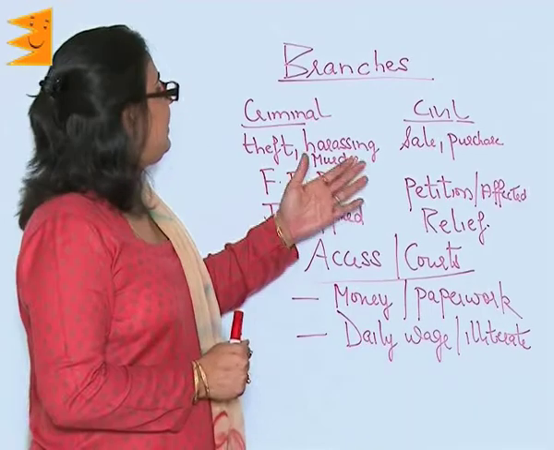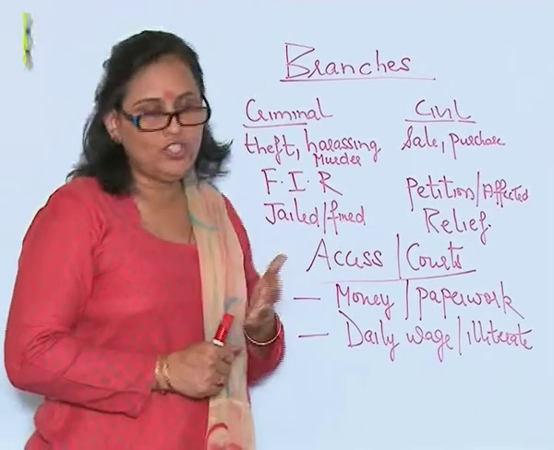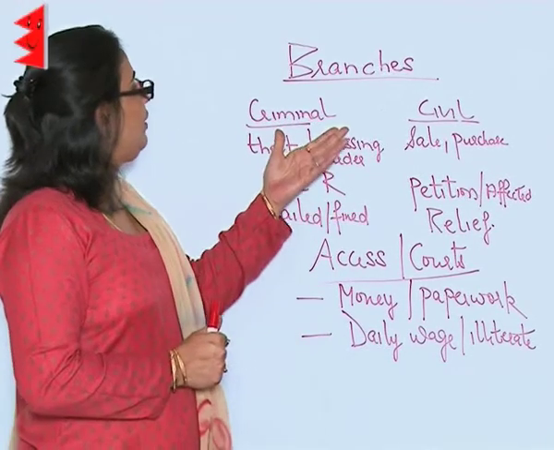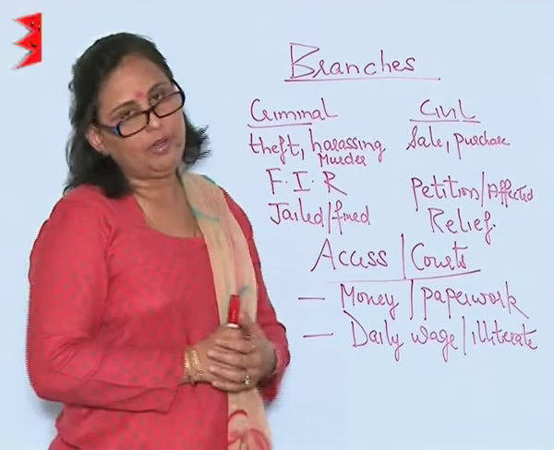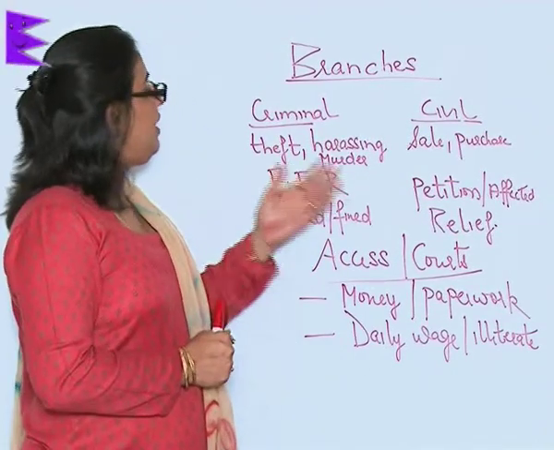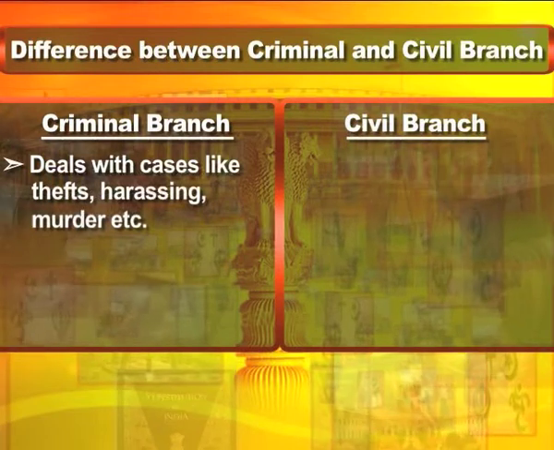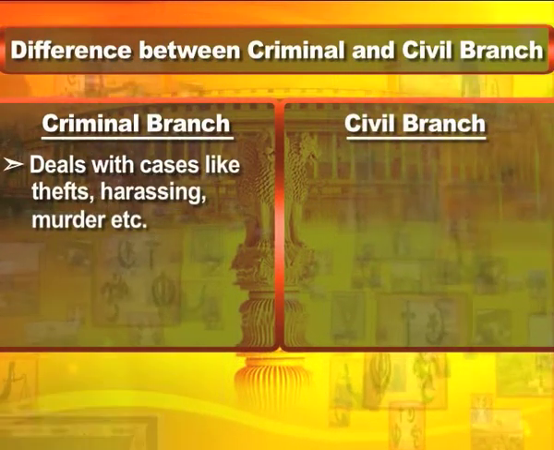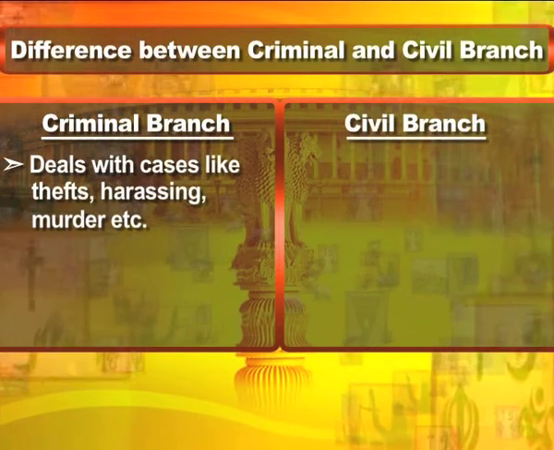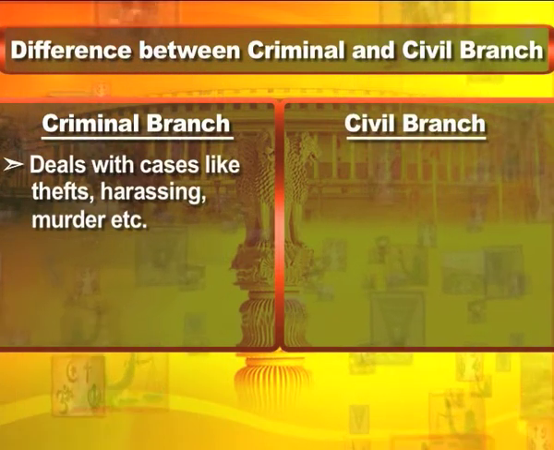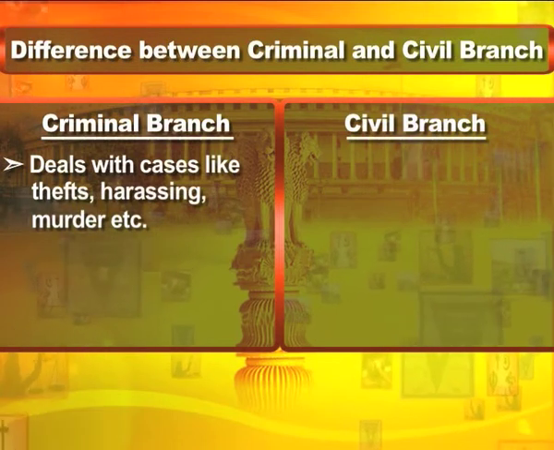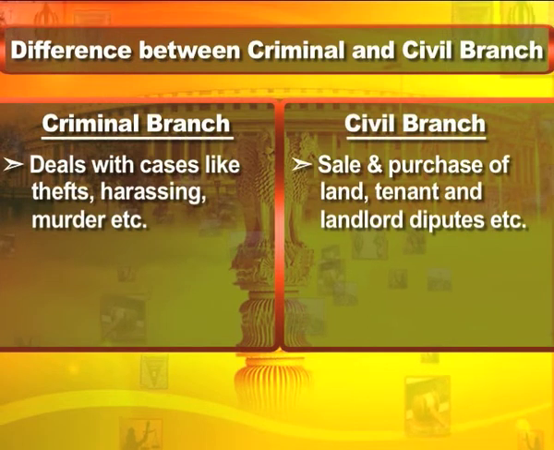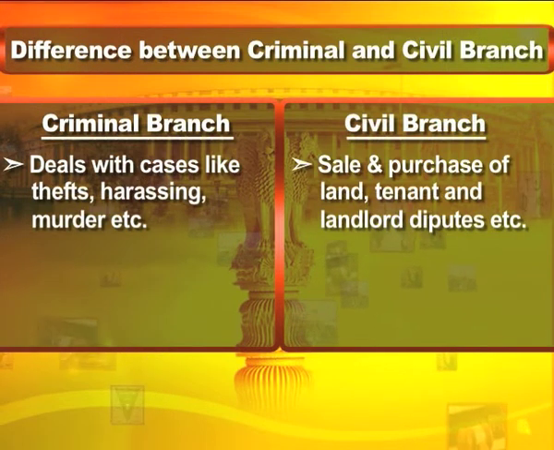Now let's try and understand about the branches of the legal system in the country. There are two, the criminal branch and the civil branch. The criminal branch deals with cases relating to theft, dowry debts, harassing a woman, murder, etc. Whereas civil are those cases which deal with sale and purchase of land and the tenant and the landlord dispute, etc.